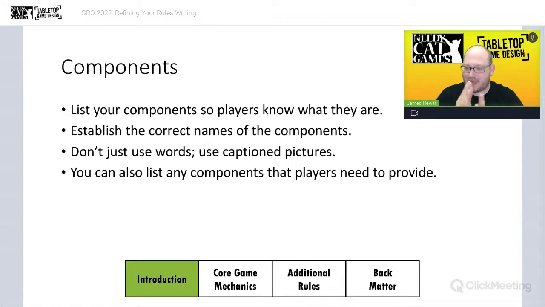Don't just use words, use captioned pictures, because then when you use the term challenge card a chapter later, players already know what that is. And if they don't, they can turn back and they know, oh, it's that. Cool. And that's there. Incidentally, if you're doing things like cards, it's always helpful in a components list to show both the front and the back so they can see what both sides look like. Make sure you're being nice and thorough and showing off all the different pieces.